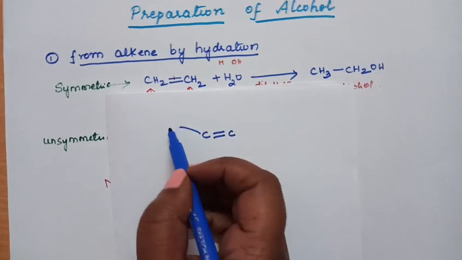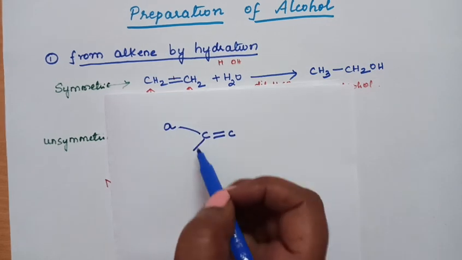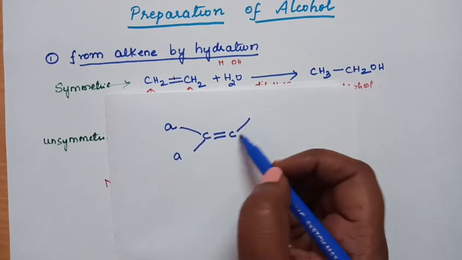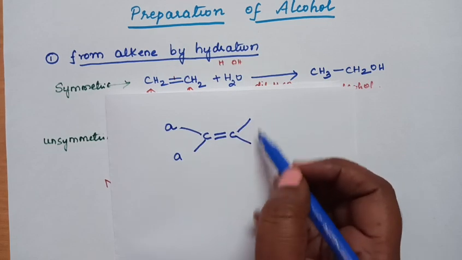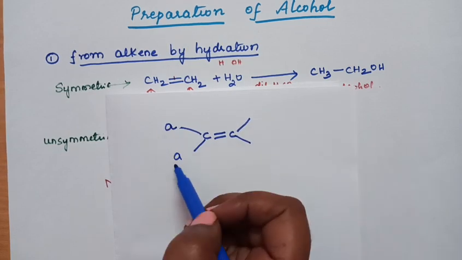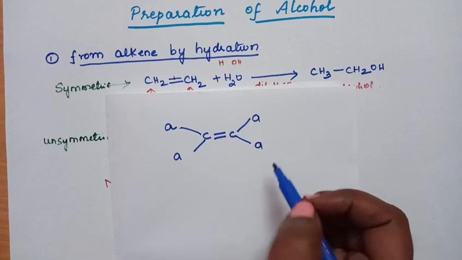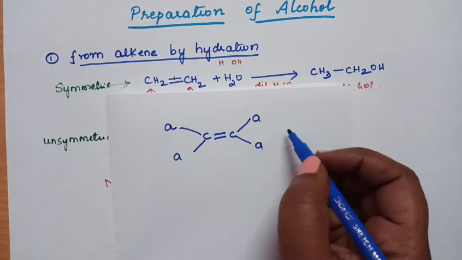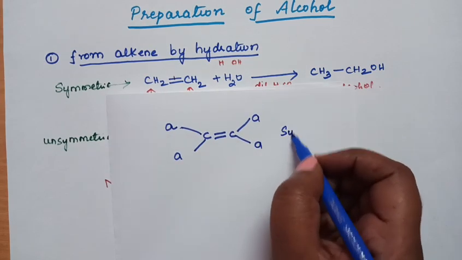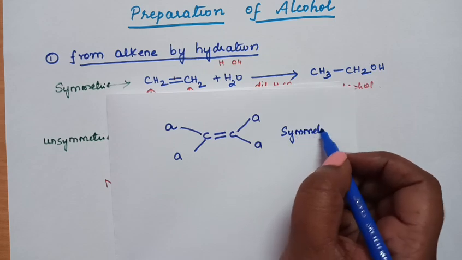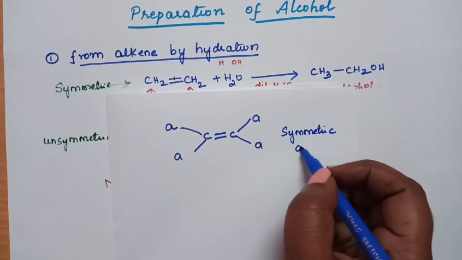To this carbon I'll attach groups A and A. To this carbon also, the same group is attached. So here you have A and A, and here also the same group should be present, A and A. Such an alkene we call a symmetric alkene.